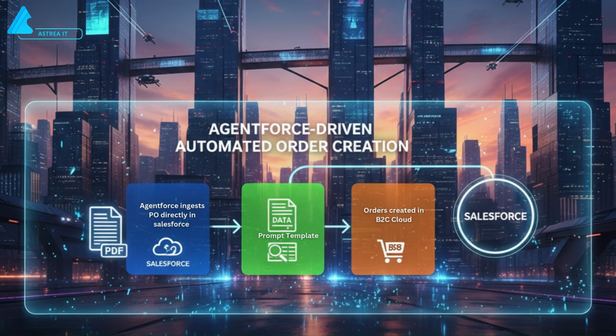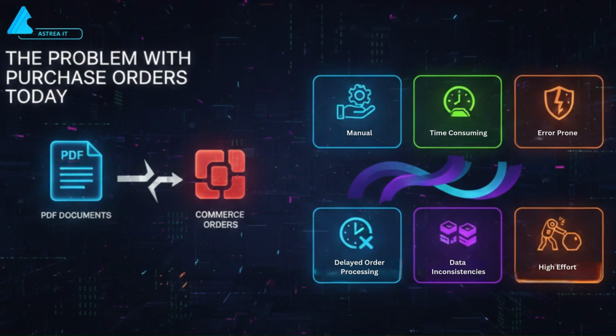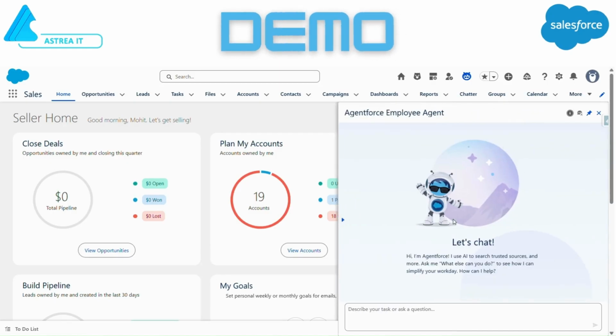In this video, we demonstrate an Agentforce-driven solution that ingests PO PDFs, extracts structured order data using Salesforce prompt templates, and automatically creates orders in Salesforce B2C Commerce. Purchase orders are still commonly shared as PDFs, but turning them into commerce orders is often manual, slow, and error-prone. The entire flow stays native to Salesforce, reducing manual effort, improving accuracy, and accelerating order creation end-to-end.